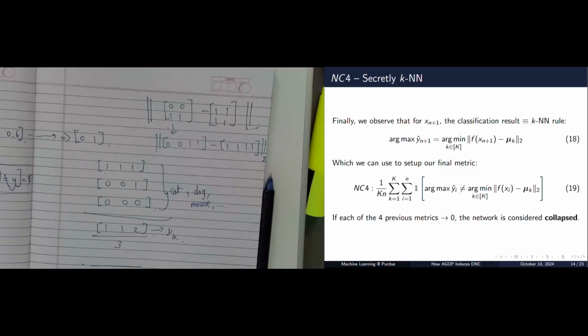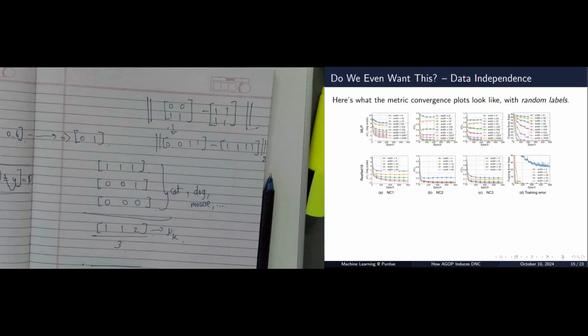So if each of the 4 previous metrics tends towards 0, the network is considered collapsed, and we experience the phenomenon of deep neural collapse. Now, the implications of this are quite severe. One very interesting property about deep neural collapse is that it has data independence. What that means is it doesn't really care about the inherent data distribution that it is learning. This is a property of the fact that it is over-parameterized.